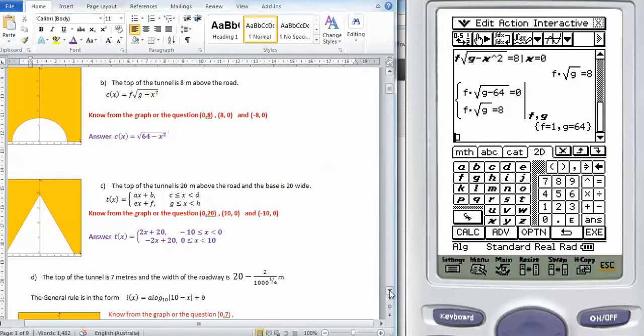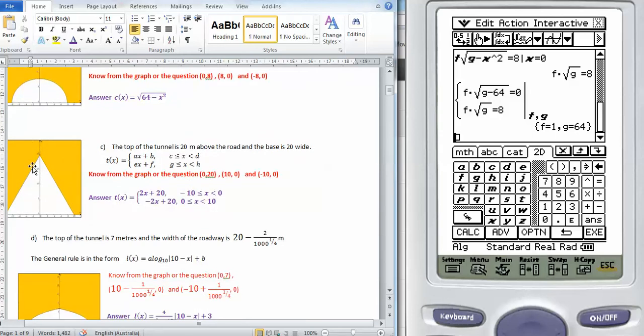Part C is a linear. I have that straight line and this straight line for different values of x. The information I know is that it's 20 metres wide, so therefore that's 10 and that's negative 10. So c will be minus 10 to 0, and g will be 0 and h will be positive 10, and I need to find the equation. I know I've got negative 10, 0 and 0, 20. That will give me a gradient of 2 and the y-intercept is 20.